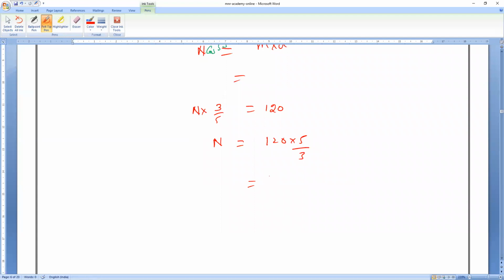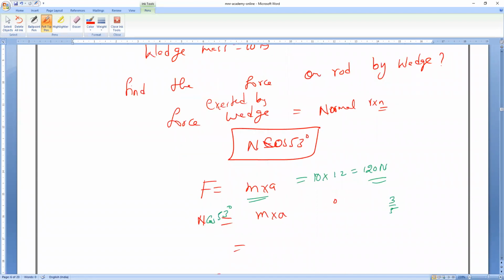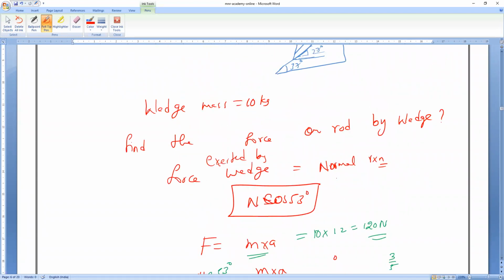120 into 5. Sorry, 120 into 5. How much is it? Which is equal to 200. 600 divided by 3, which is equal to 200 newtons. 200. Clear, everybody? Understand, Rudreswar? So the force exerted by the wedge is equal to the normal reaction.